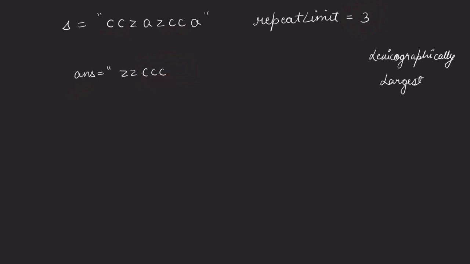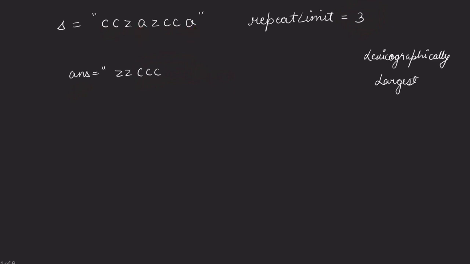Whenever a particular character is exceeding the repeat limit, we can take the next character. We can take one frequency of the next character just to make a breaker in between, and then we can append the remaining C's. For C, the next character would be A. The count is 2. We can take one of the A's and then append the remaining C's. So we will append our remaining C.